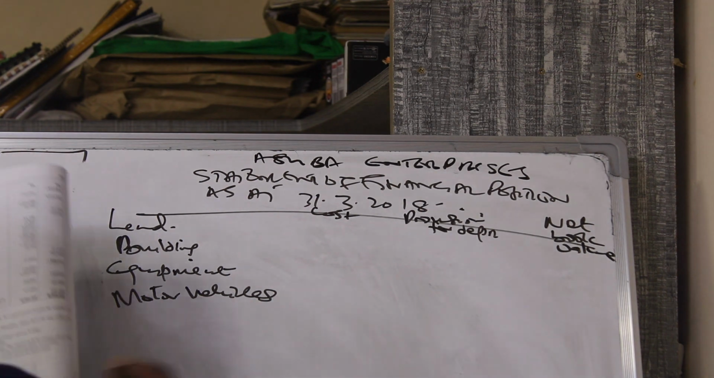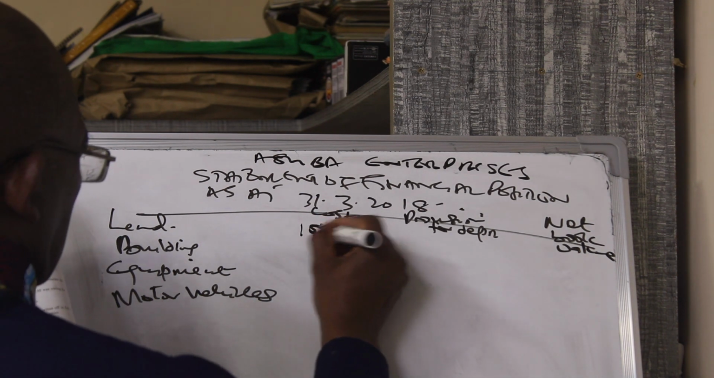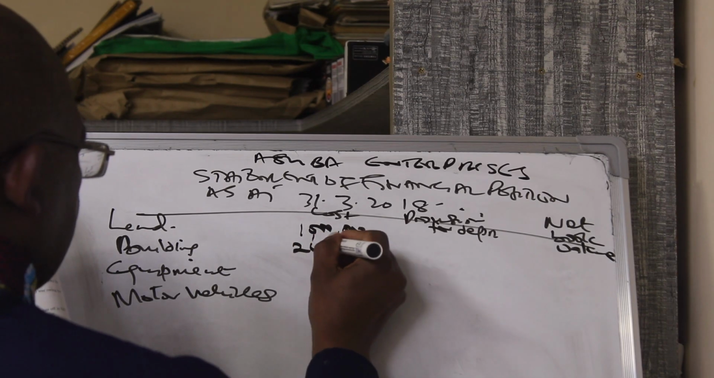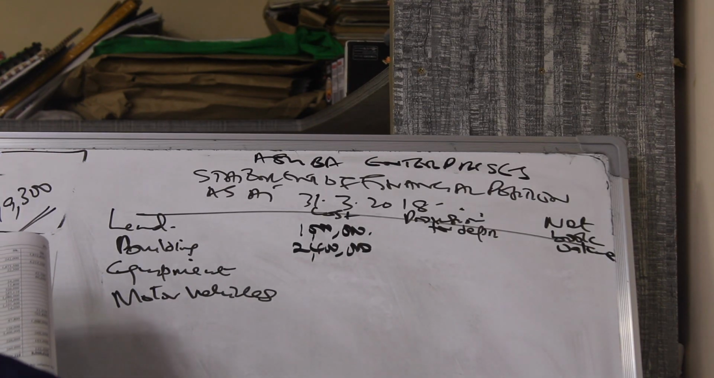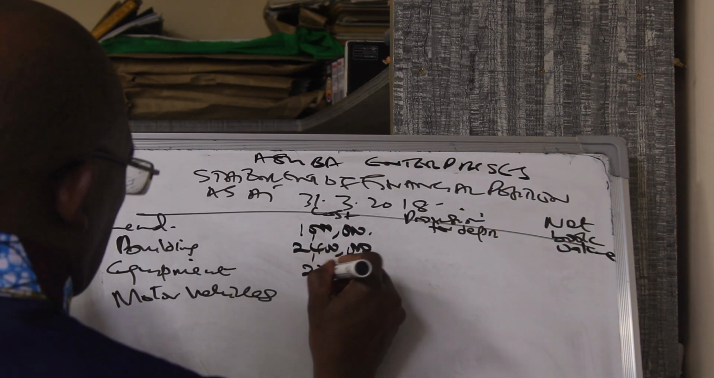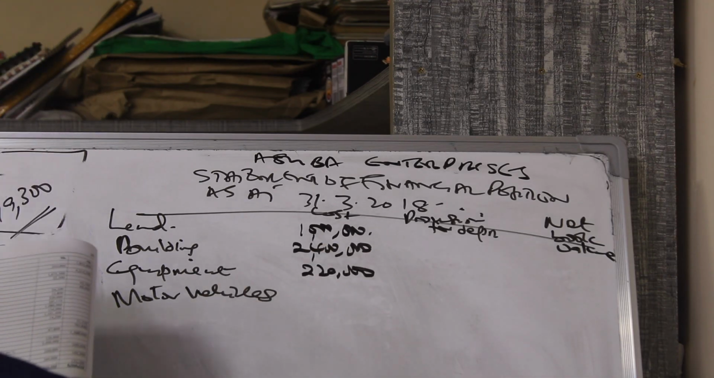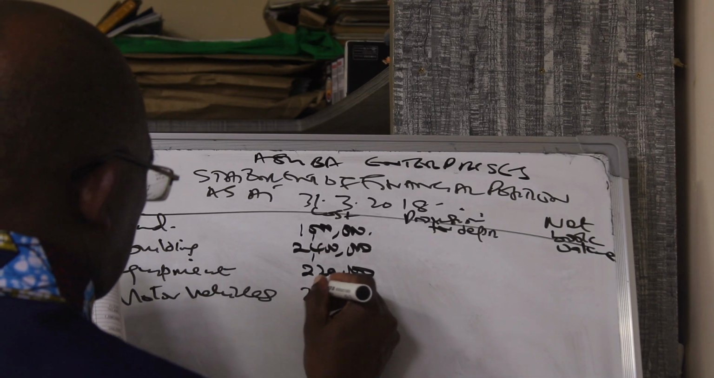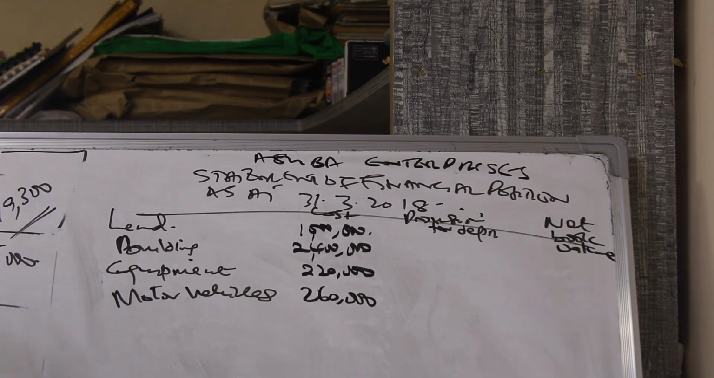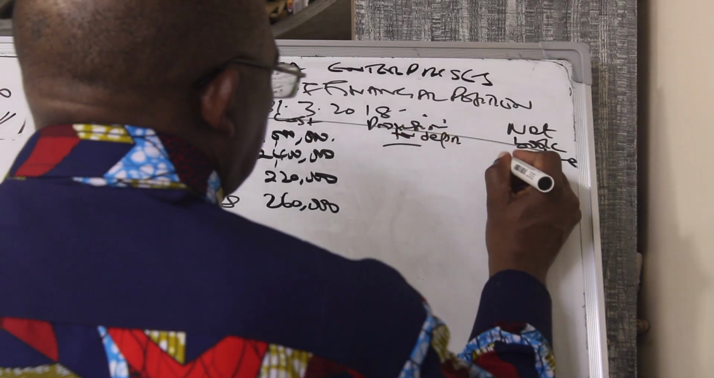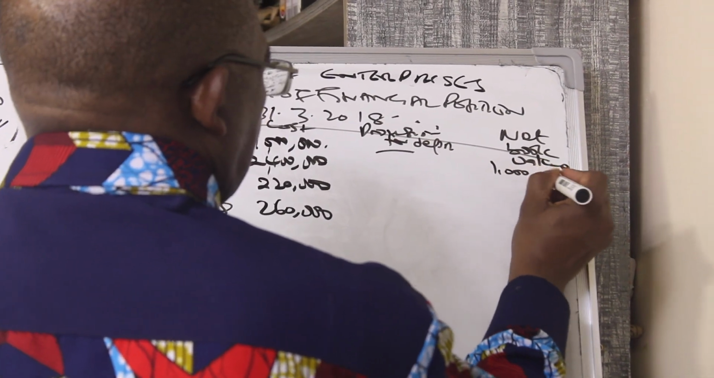Our land, we are told it's 1 million. Our building is 2,400,000. Our equipment from the trial balance is 220,000. Our motor vehicle from the trial balance is 260,000. Always remember how to get a provision for depreciation. Get the provision at the beginning of the year, you add a charge for the year, and then you get the final depreciation. Land has no depreciation, so we get our million there.